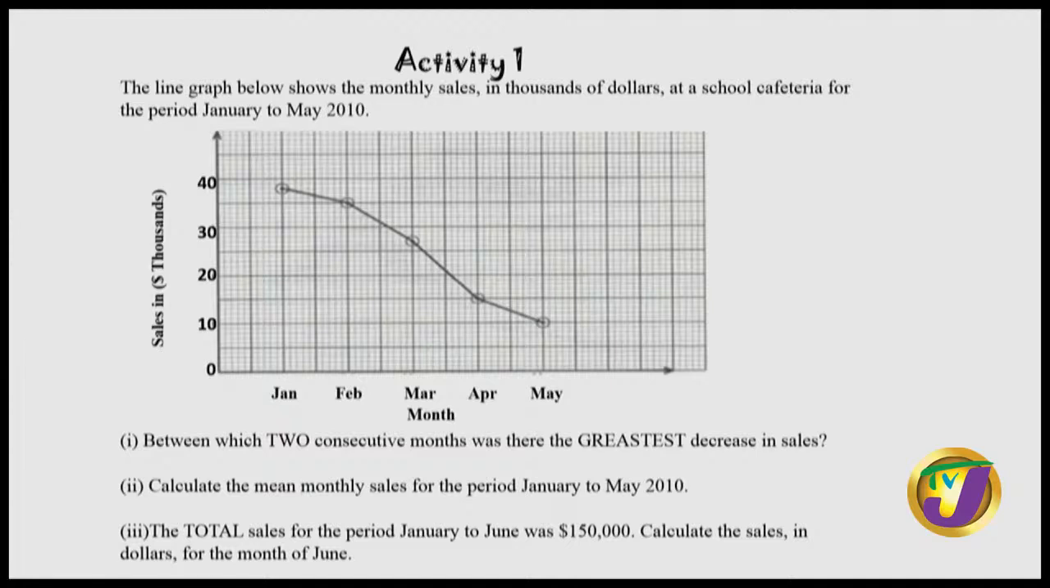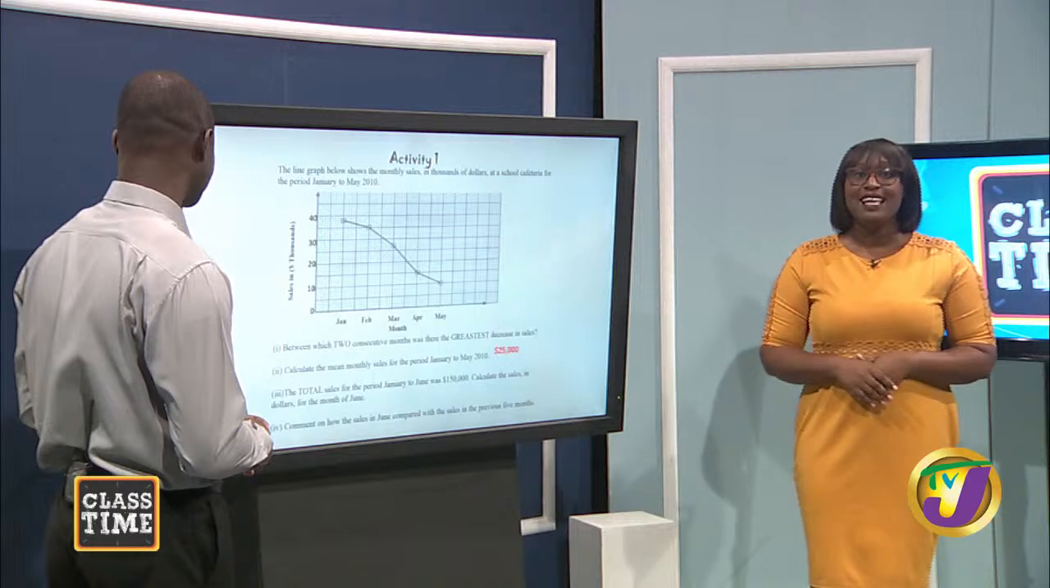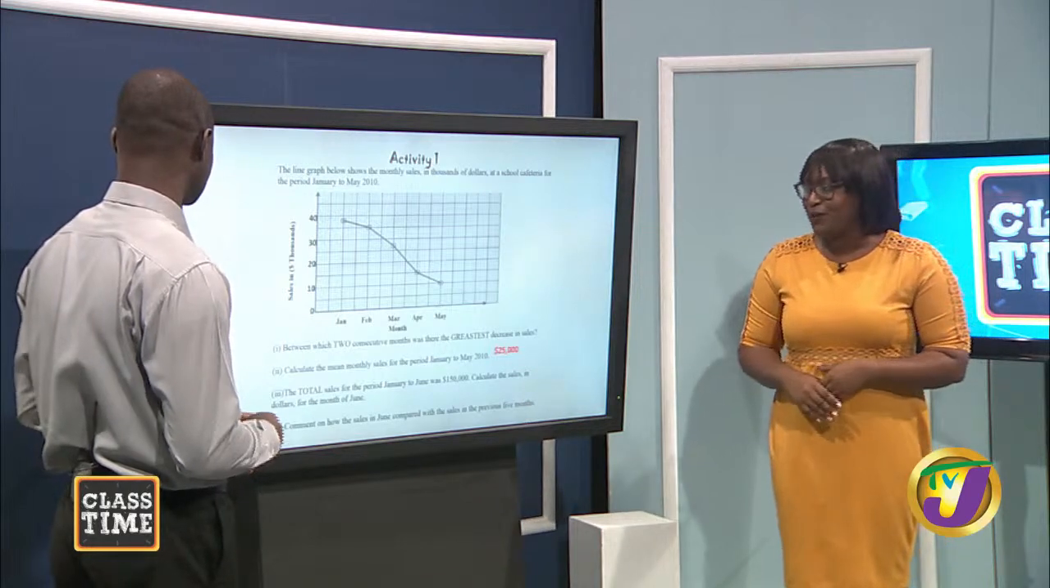And our result will be? 25,000. So the mean sales from January to May 2010 was $25,000. I hope you got that at home, right? Let's look at the third question now.